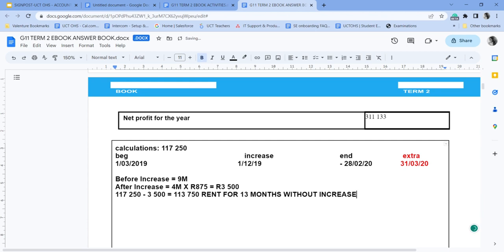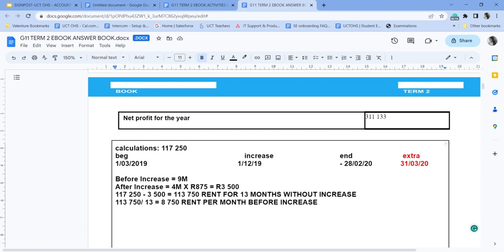Okay, I had to take out the increase. So this is the rent now for 13 months without increase. It means that my calculations now are easy. You get it? So the easy thing here now, just say 113,750 divided by 13 months. Basically, that's it. Divided by 13 months, and my calculator is giving me 8,750. So the 8,750 is rent per month before increase. So this is what the business was getting per month before they put in the increase.